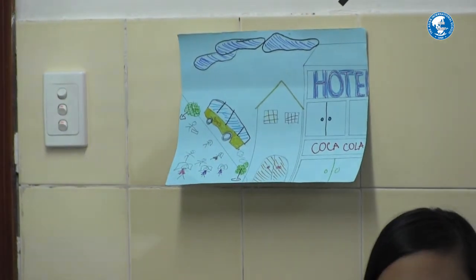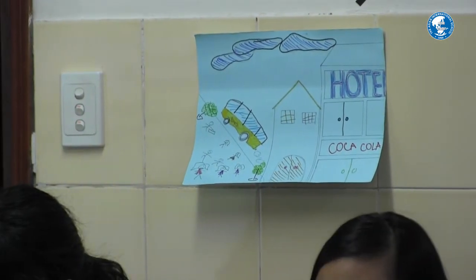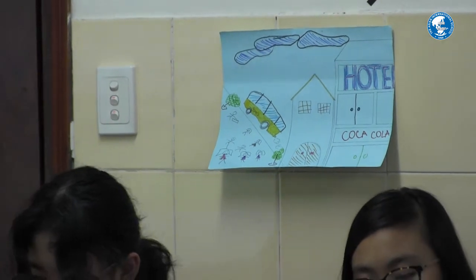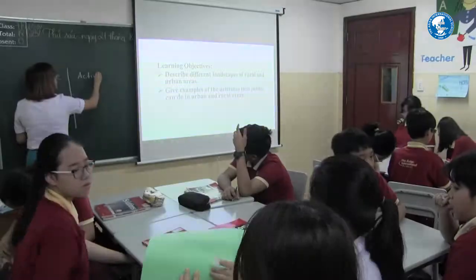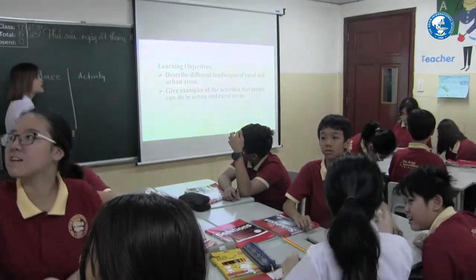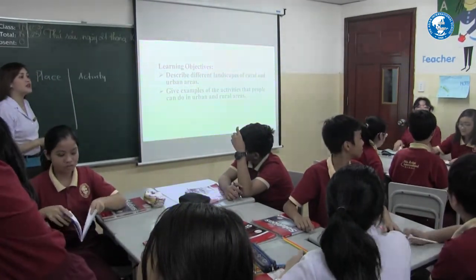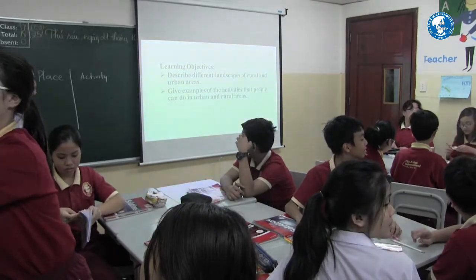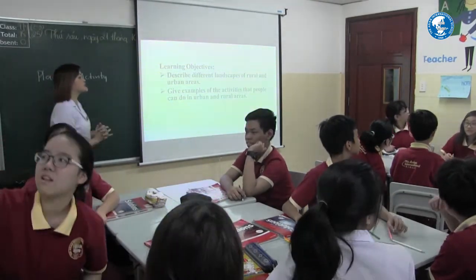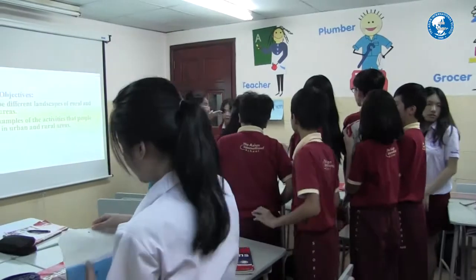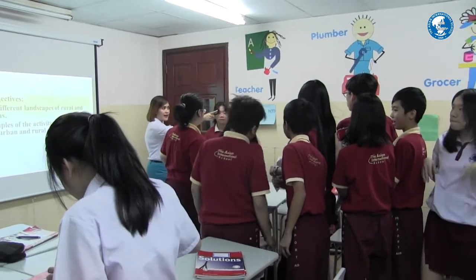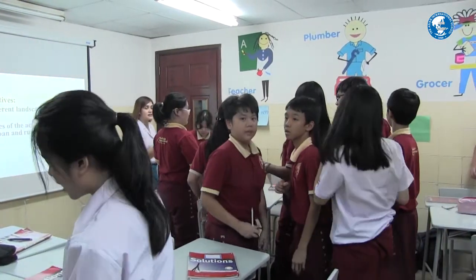So, everybody get a piece of paper, please. You are going to ask your speaker, based on the picture, about the places and the activities in that picture. Get a piece of paper now. They will discuss their drawing first, and then I will ask you to switch after 2 minutes. Do it.